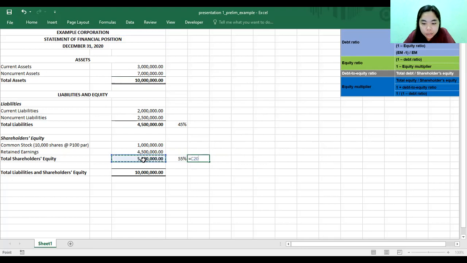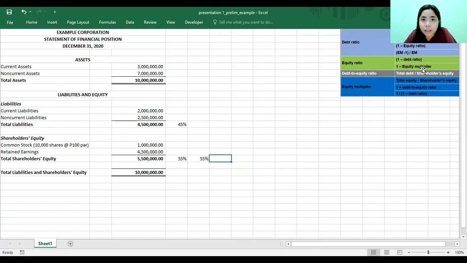Equity divided by your total assets is the 55% equity ratio. Or there is the formula 1 minus the equity multiplier. Really? No, I won't use that formula. I think I will not get the 55%. Do not use this formula, the 1 minus equity multiplier.